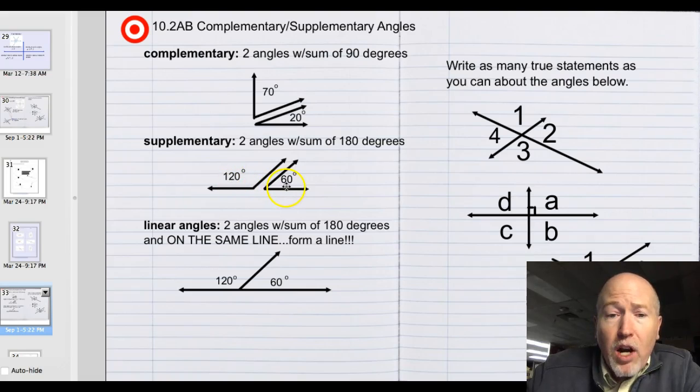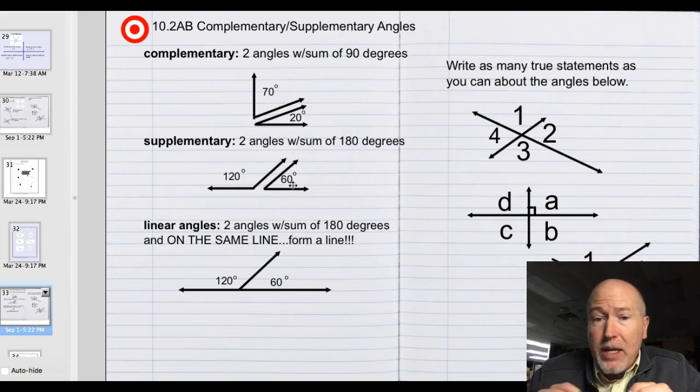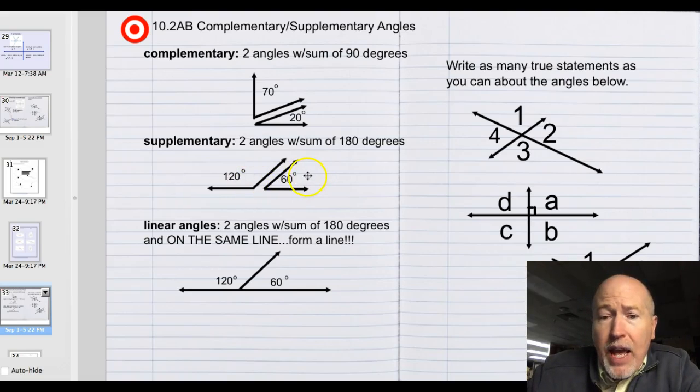These two angles are supplementary. I call it supplementary, remember, because it's a big angle, like a big meal, supper at the end of the day. They add up to be 180 degrees. Notice they do not need to touch. These two lines here are both supplementary and form a straight line. So these are called linear angles. 120 plus 60, 180 degrees. Plus, they are joined, forming a straight line. So therefore, they're called linear.